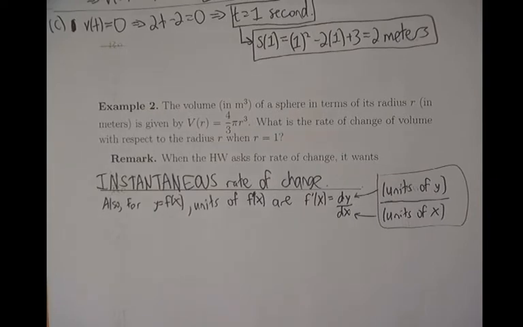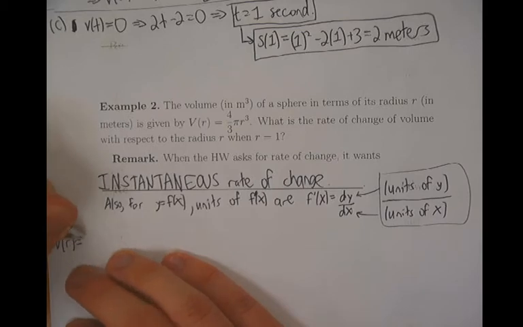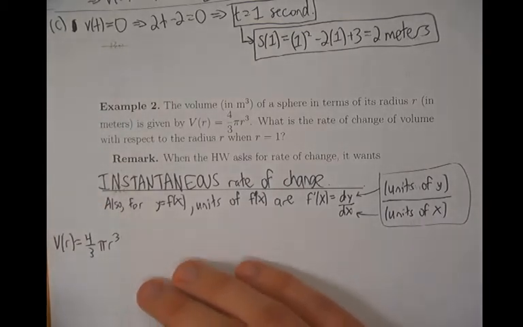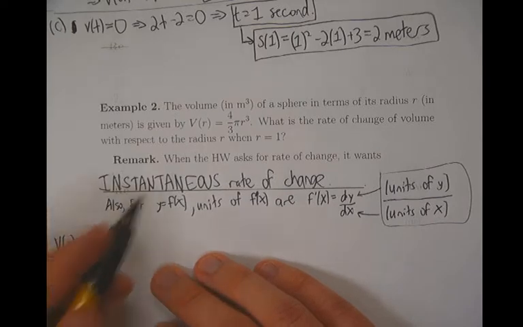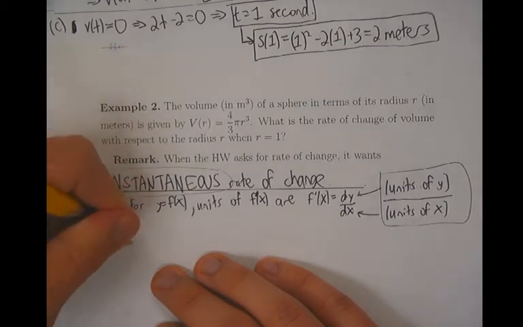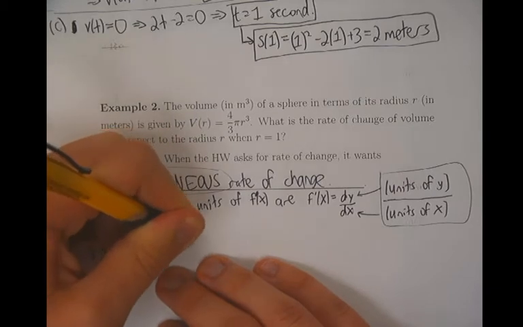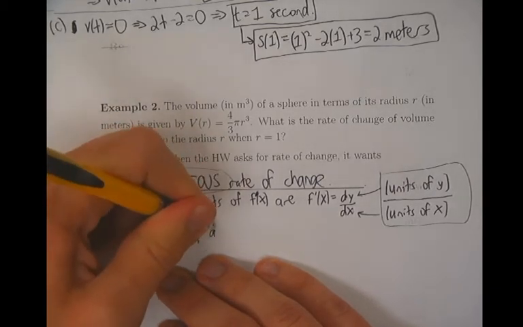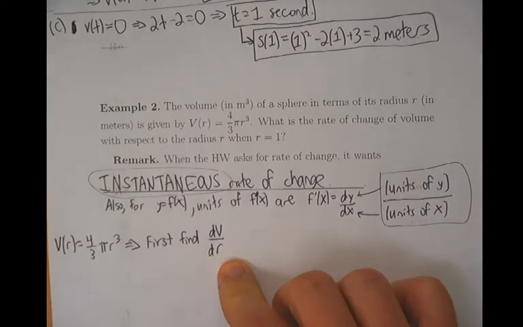Okay. So with that in mind, we're given V of r is just 4/3 pi r cubed. So if it wants the rate of change of the volume with respect to r, and we're assuming instantaneous rate of change here, that means we need to first find the rate of change of volume with respect to the radius r. Okay?